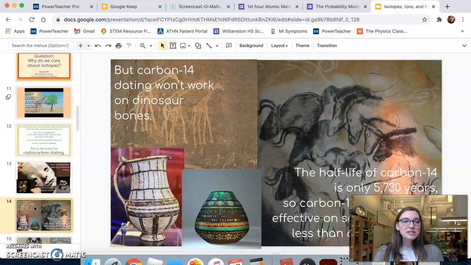But carbon-14 dating doesn't work on dinosaur bones. The half-life of carbon-14 is only 5,730 years, so carbon-14 dating is only effective on samples that are less than 60,000 years old, because once you get down to about 10 half-lives, you're basically at pretty much nothing at that point.